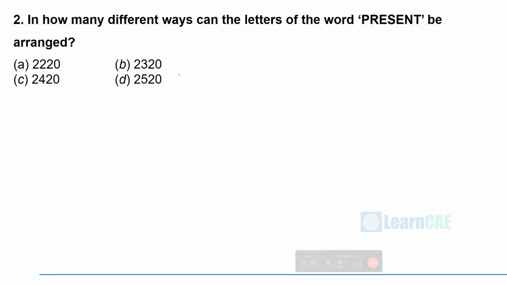Okay. Next question. In how many different ways can the letters of the word present be arranged? So if you see here, there are 7 letters in this word. Therefore, the number of spacing is n is equal to 7. And if all the letters are distinct, we can write this in n factorial ways. That is 7 factorial ways. But 2 letters are repeating. That is, 2 E's are repeating. So it means there are 2 spaces here which can be written in 2 factorial ways.